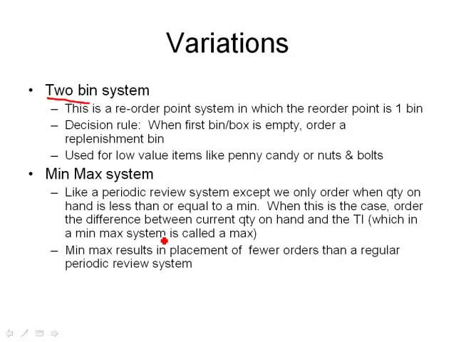So again, two-bin system is kind of a variation on the reorder point system, and the min-max system is a variation on the periodic review system. With the min-max system, because I'm not placing an order every time, I'm going to wind up placing fewer orders than I would with a straight periodic review system.